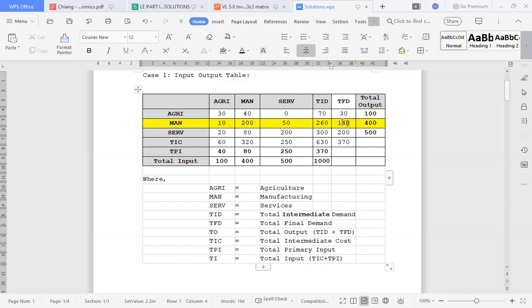So it means that 140 billion is used directly by households, firms, and government, and also exports. Okay. Let's go to agriculture.